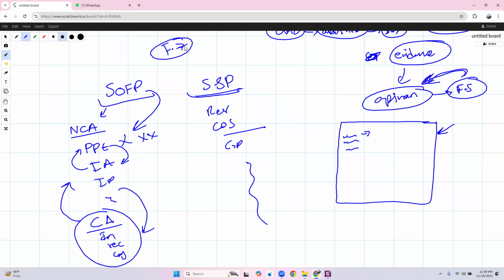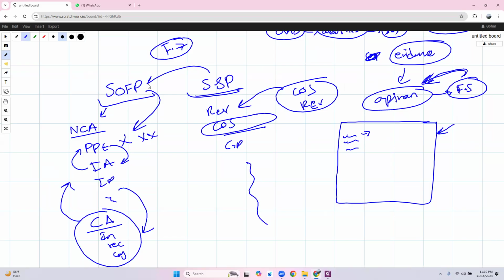Same is the case with the statement of profit and loss. If you want to write down cost of sales first and then write down revenue, this is not allowed. You have to follow this pattern. And you can't even do this, that what if I just skip out the cost of sales? What if I don't include this? You can't even do this. This is known as presentation of financial statements.